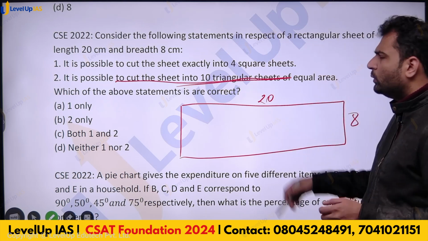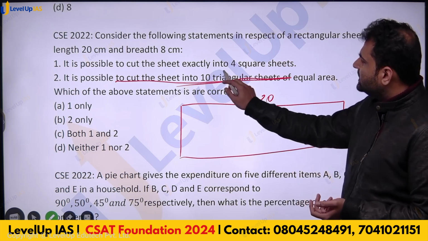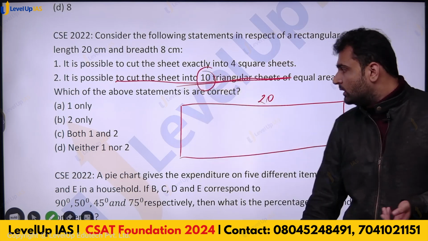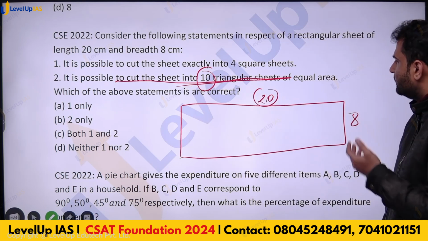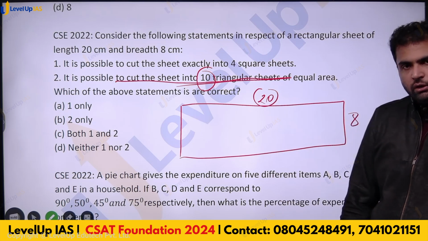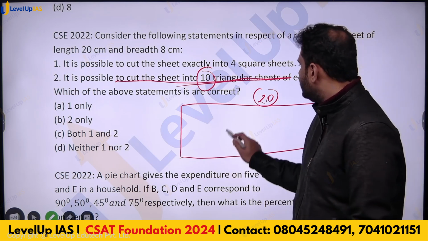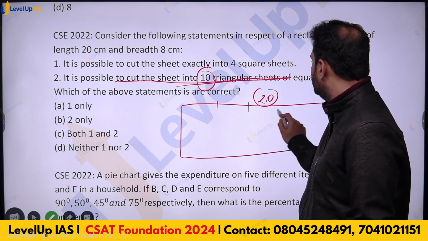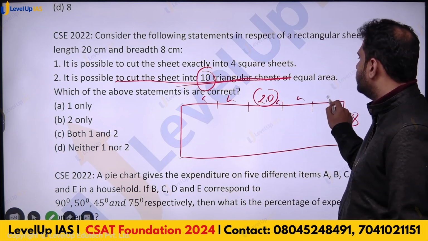Now, you can try it around a bit, but the right way to go about it is, because this number is 10, and this side is 20, what we do is, we divide this 20 into 5 equal shapes so that each side becomes 4. 1, 2, 3, 4 and 5. So this is 4, 4, 4, 4 and 4.